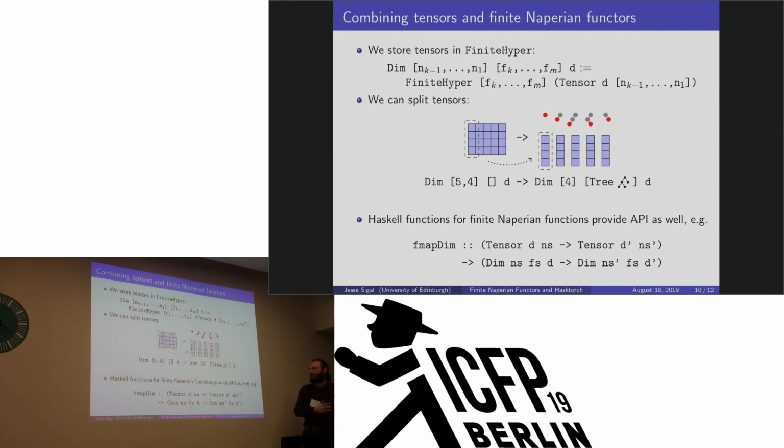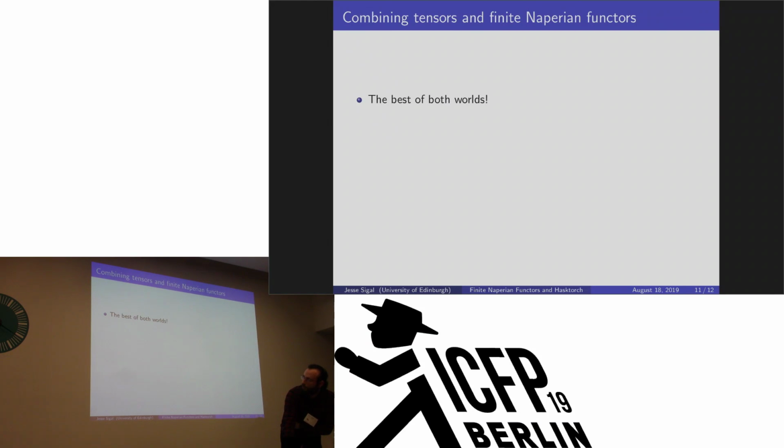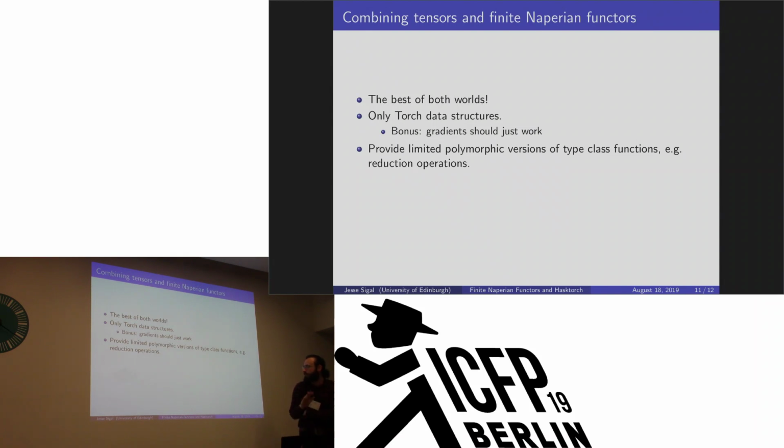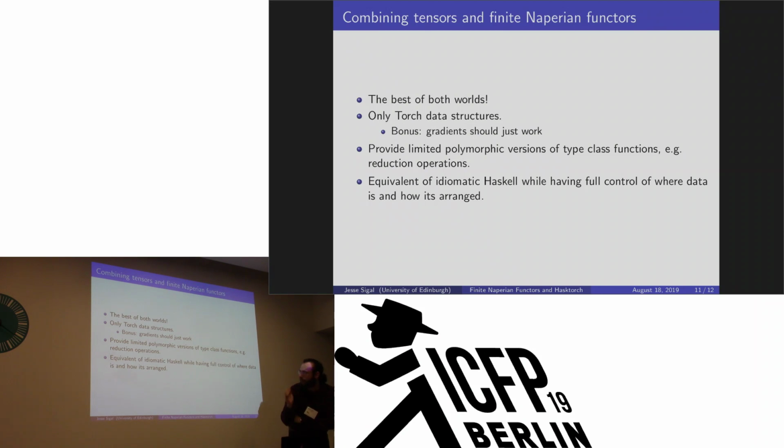But in the end, since we never leave Hasktorch, it's still going to be as performant as you could ask for, because none of the data ever leaves Hasktorch. So it's the best of both worlds. We only use torch data structures, which, as a bonus, means that the gradient part of torch should just work because we never marshal any data, everything stays there. There's some polymorphism still, so we get some of the advantage of using normal Haskell type classes, even though we actually aren't. And you can write something that looks like idiomatic Haskell while still having full control of how the data is arranged.